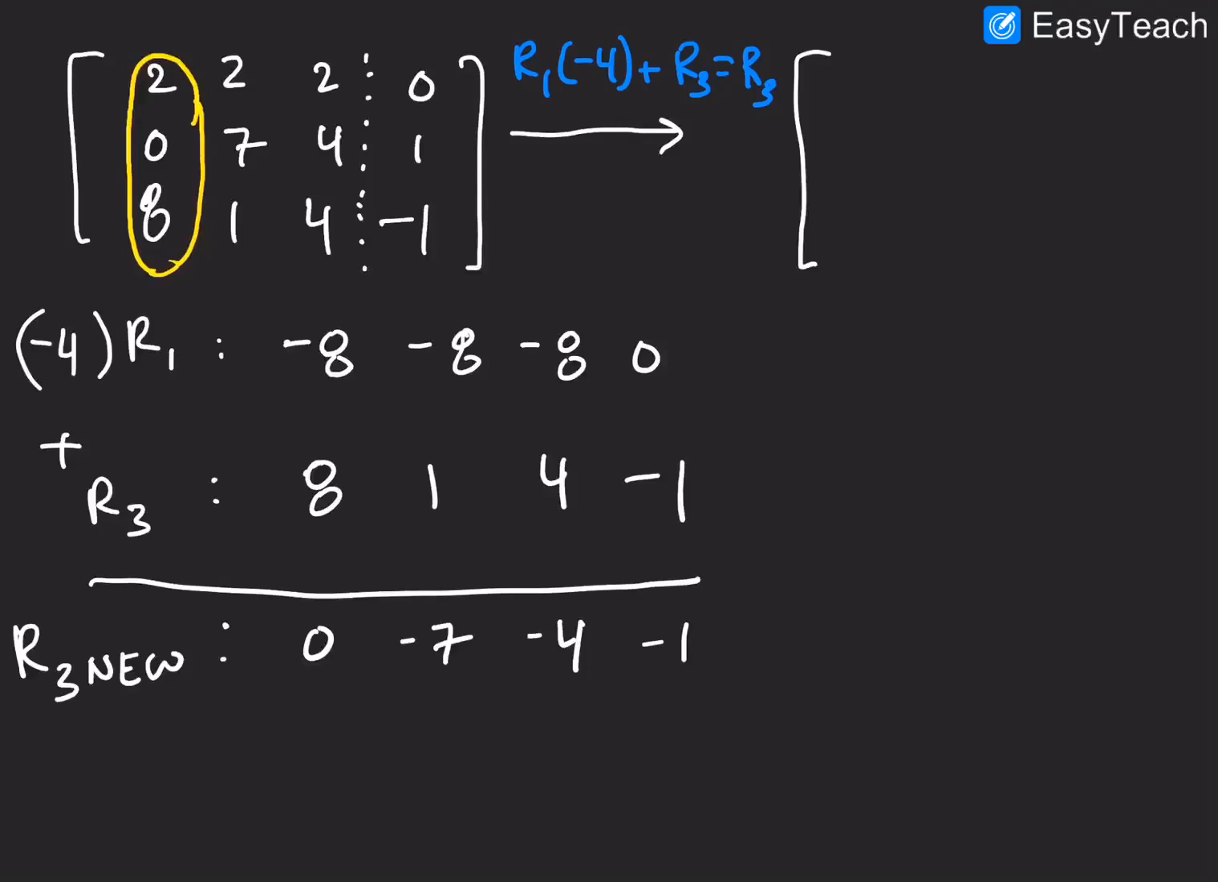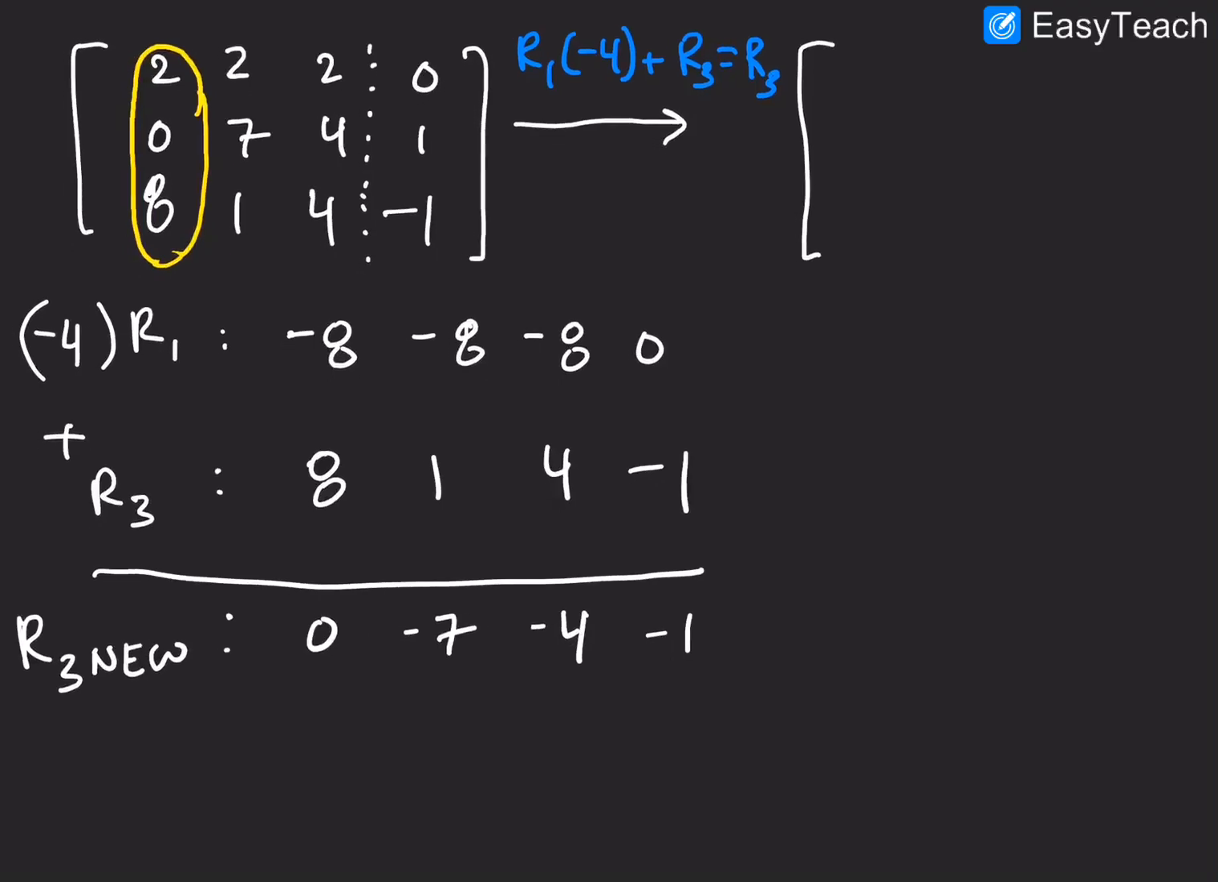Okay, so I'm going to write row 1 just how it is. Row 1 stays the same, so that's 2, 2, 2, 0. Row 2 is the same because we didn't do anything to it. And row 3 is what changes. So now we have 0, -7, -4, -1.